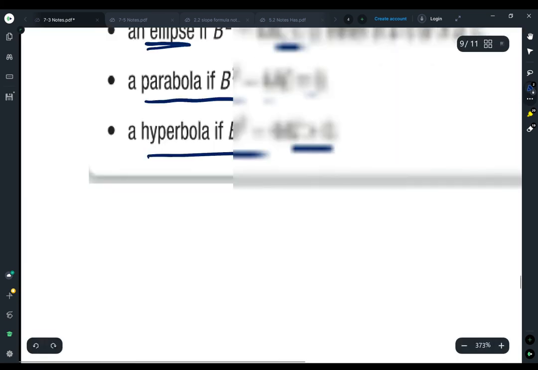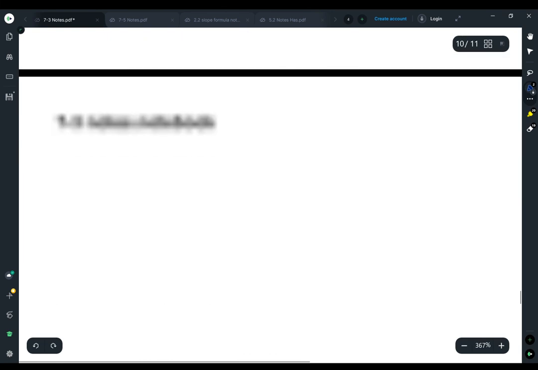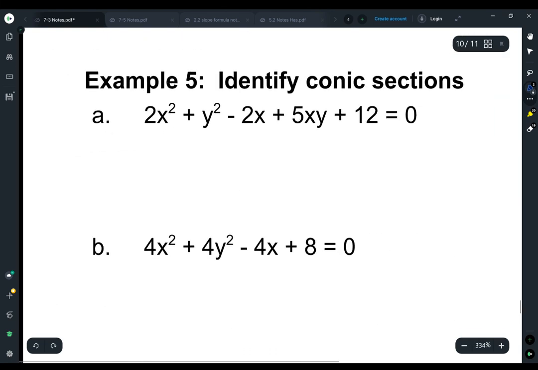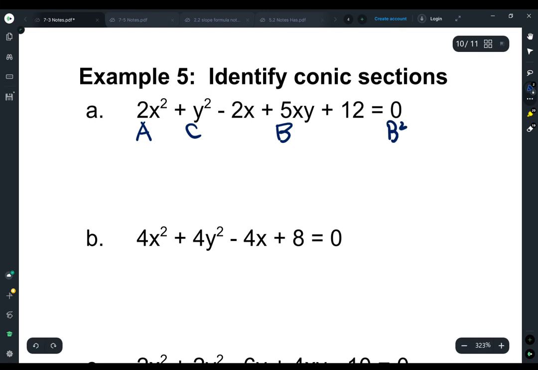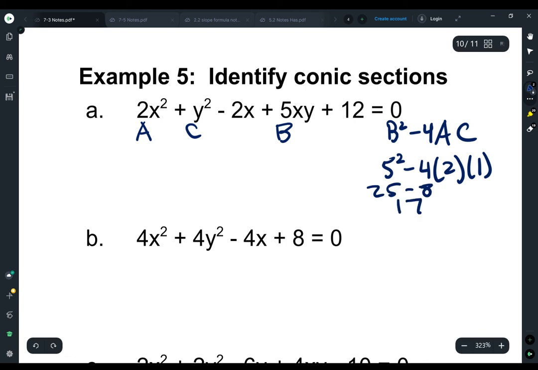All right, so here's 5. Remember, A is for our x squared, B is our xy term, and C is our y squared term. We don't care about the other ones. We're doing B squared minus 4AC. So B squared is 5 squared minus 4 times 2 times 1. That's 25 minus 8, so I get 17. Because it is greater than 0, I'm going to say hyperbola.